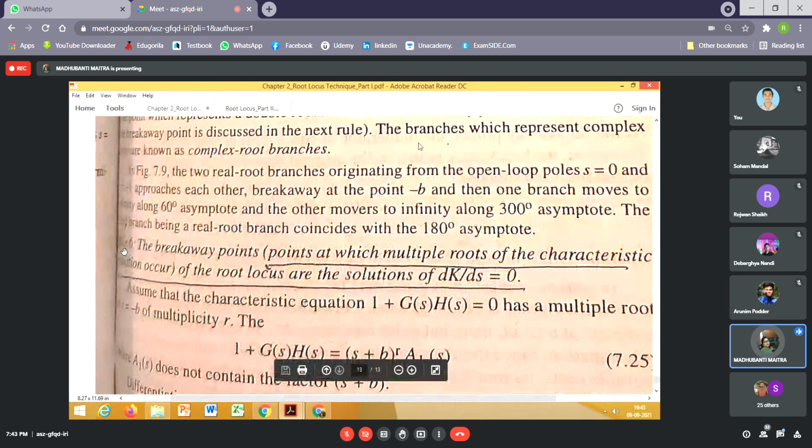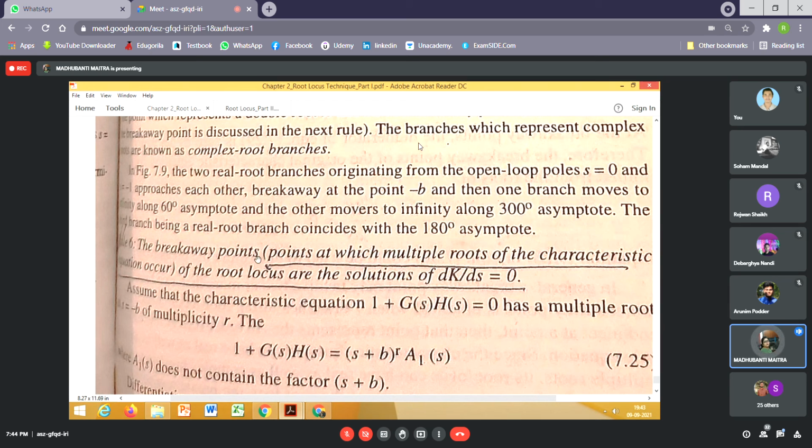Okay, I guess this is rule number 6. Rule number 6: how to find out the breakaway point. Because if we cannot find the breakaway point, then we will not be able to accurately sketch the root locus.